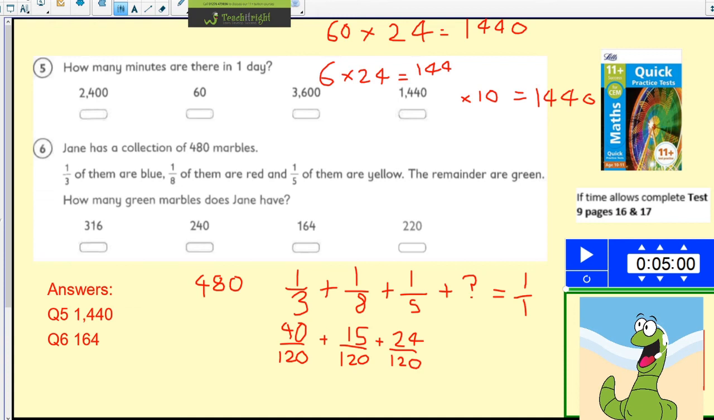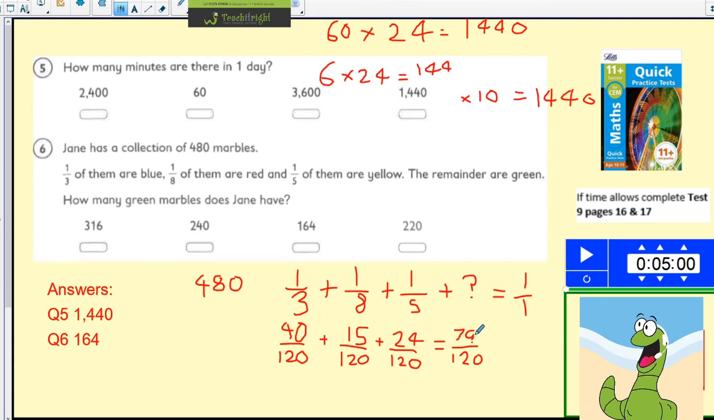So now that I've worked out what my fractions are and I made them equivalent, I can add them all up. So I know that out of 120, all of these weren't green. So let's add them together. So I've got 40 plus 24, that's going to be 64. 64 plus 10, 74. 74 plus 5 is going to be 79.